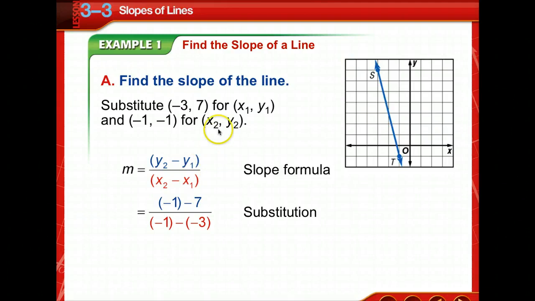One thing to note, if you use y2 first minus y1, then you have to use x2 minus x1. You can also use y1 minus y2 as long as you use x1 minus x2. So it doesn't matter which point you name 1 or which point you name 2. You're still going to get the same answer. The slope is -8 over 2, which is simply -4.